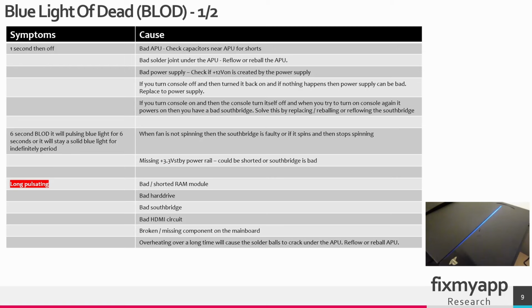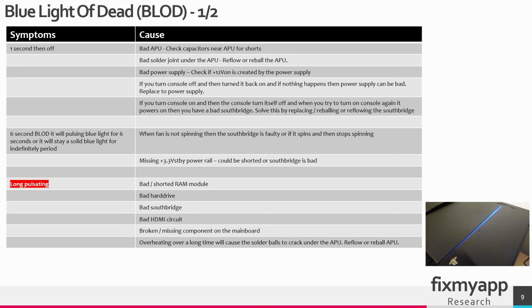Next, if you turn the console on and then the console turns itself off again, and when you try to turn the console on again, it powers up, then you could have a bad Southbridge. You can solve this by replacing the Southbridge or reballing or reflowing the Southbridge.